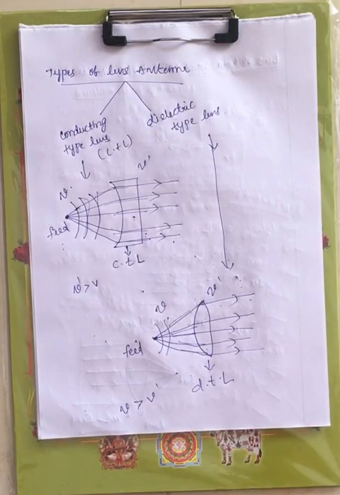Now this is about, if you want to accelerate the signal's velocity, you can use conducting type lens. If you want to decelerate the signal velocity, you can use dielectric type lens, right? Now this is about the different types of lens antenna. One is conducting type lens and another one is dielectric type lens, right?